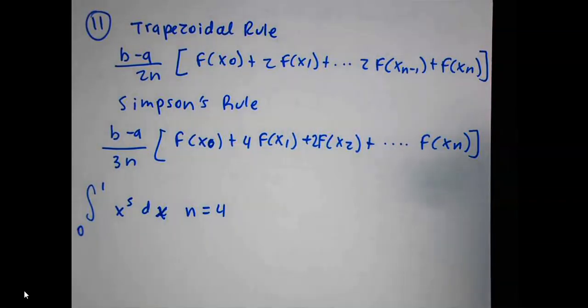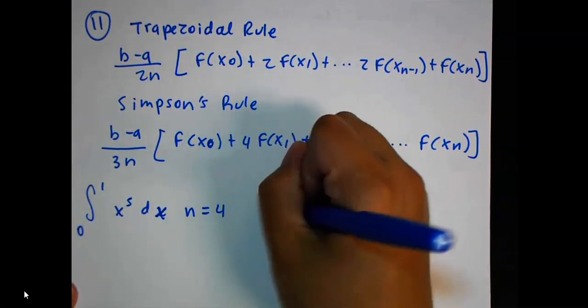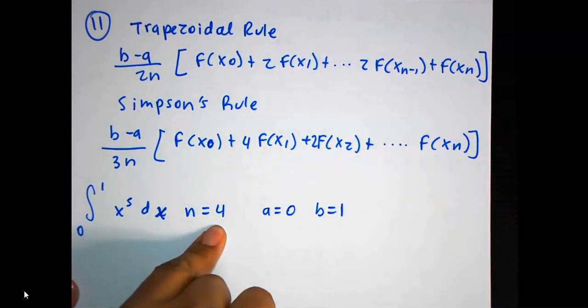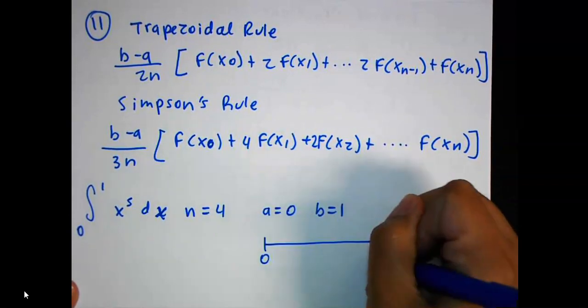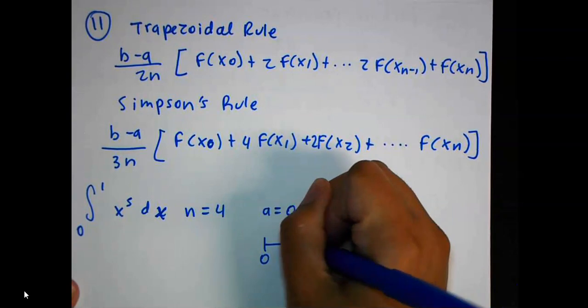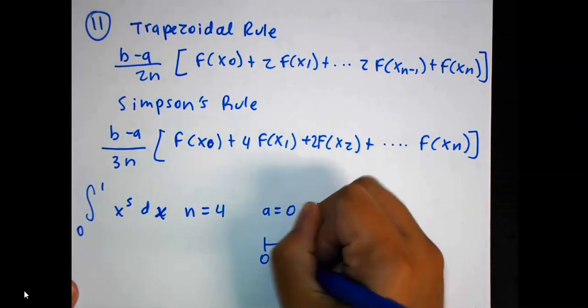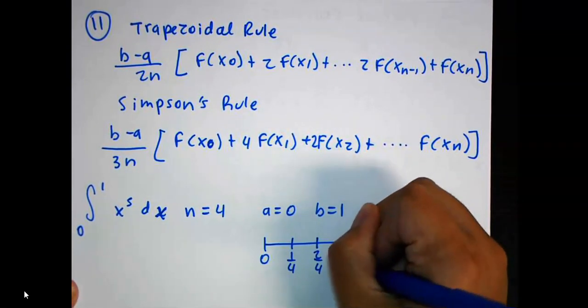So I have the formulas for both of them right here. So then a is 0, b is 1, and n is 4. So I like drawing a number line from 0 to 1 because those are my limits. And you need to divide that by 4. 1, 2, 3, 4. So this will be 1/4, this is 2/4, and this is 3/4.